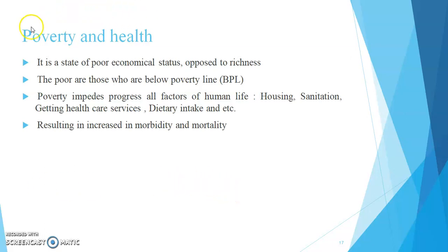Next point is poverty and health. What is the relationship of poverty with health, that we are going to discuss. So a state of poor economic status, opposed to richness, is called poverty. The poor are those who are below the poverty line, that is BPL. Poverty impairs progress in all factors of human life, that is housing, sanitation, getting health care services, dietary intake, etc., resulting in increased morbidity and mortality.